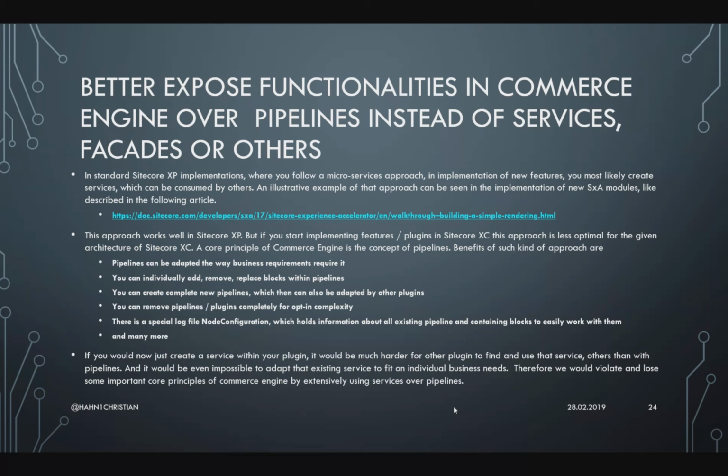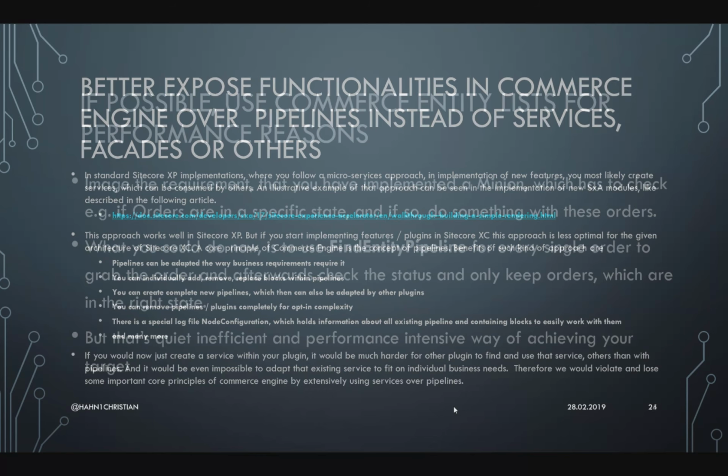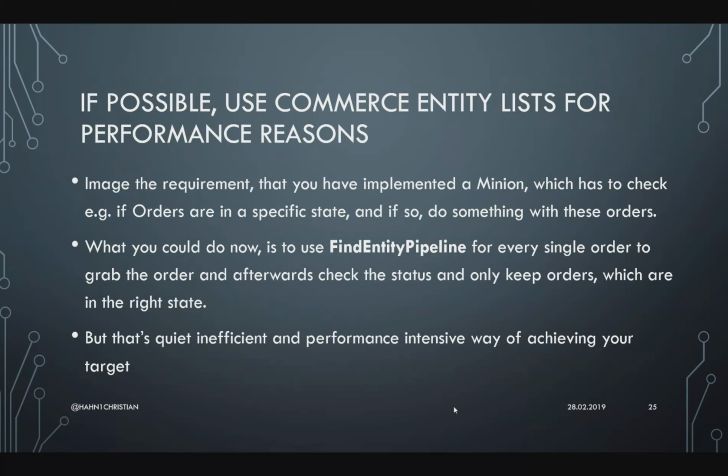Then, if possible, use commerce entity lists for performance reasons. So let's start with a use case. The use case could be in Sitecore XC: you have the requirement to grab all orders and filter all orders by, for example, pending orders, so that in the end you only have all your pending orders in the system. What you could do is, of course, grab all orders and then make some kind of filtering, but that would be quite inefficient. Of course, the number of orders is increasing day by day, and the system would get slower and slower.